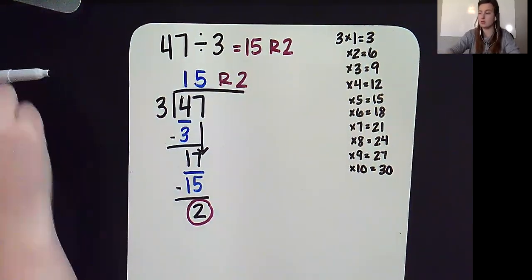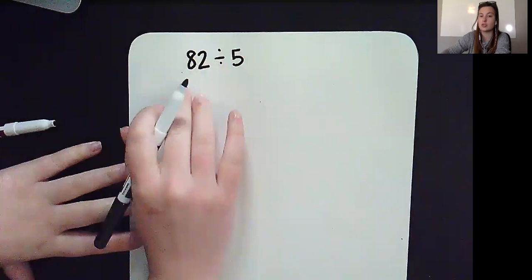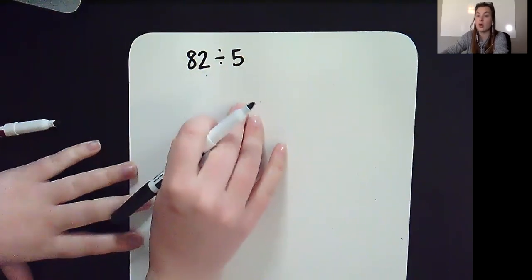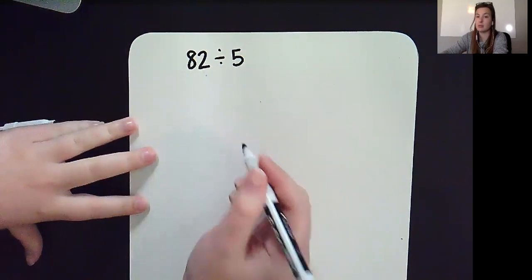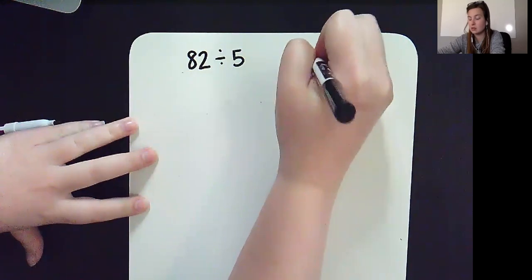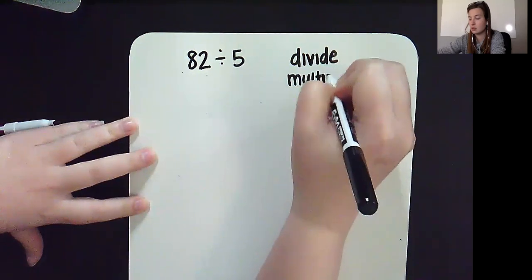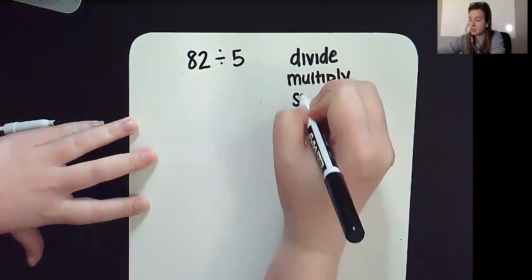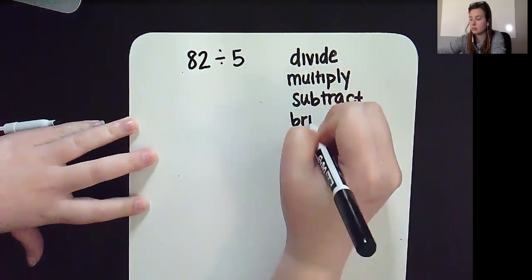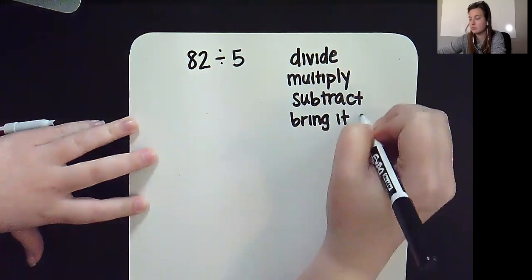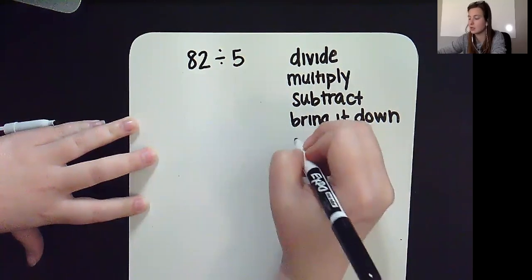Let's do another one. For this one, we're going to do 82 divided by 5. Hopefully you've watched those song or rap videos I put up to help you remember the steps. So we're going to divide, multiply, subtract, bring it down, and then the videos say bring it on back, but basically restart.